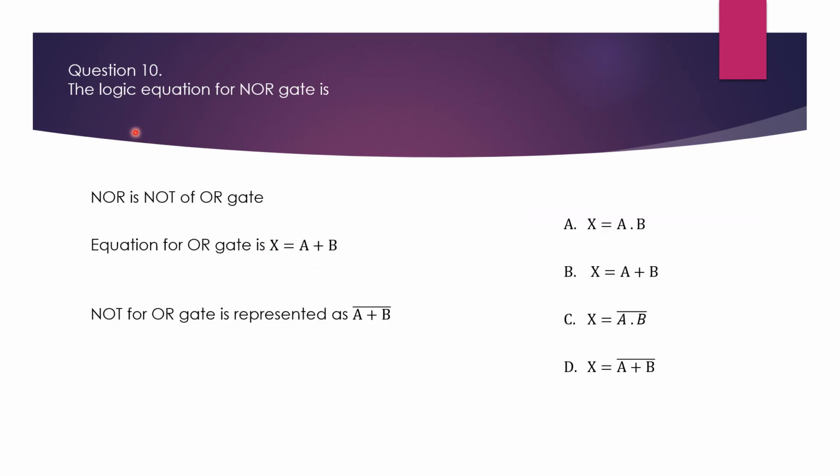Question 10. The logic equation for the NOR gate. NOR gate means NOT OR gate. NOR is the NOT of the OR gate. The equation for the OR gate is X is equal to A plus B. If either of the inputs is high, it gives a high. Either A or B, that means OR gate. So NOT of the OR gate is given as A plus B with a bar on it. So the correct option here is option D again, X is equal to A plus B with a bar on it. So that is all for the MCQs of Unit 16.